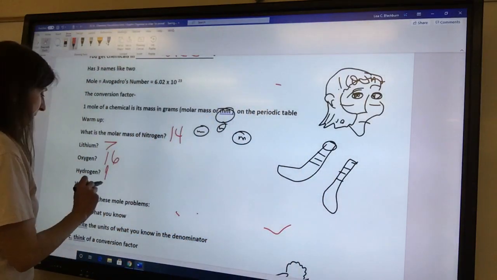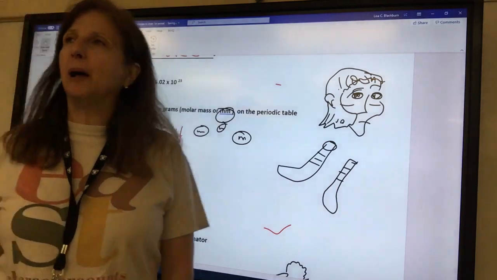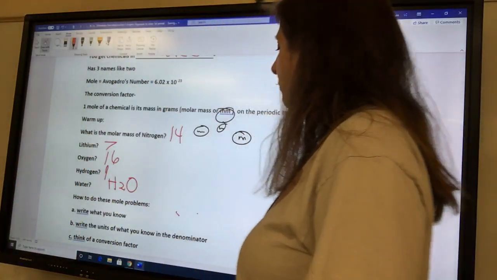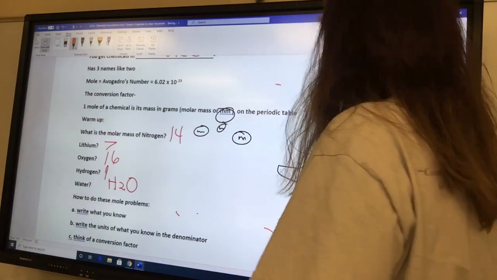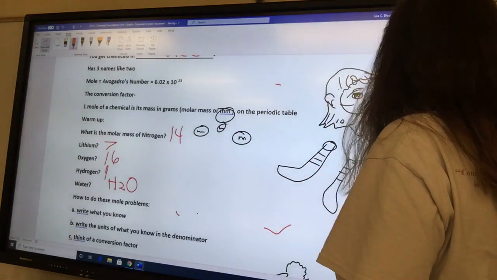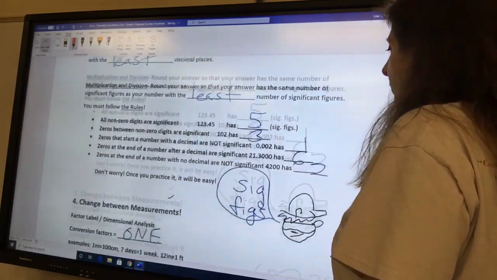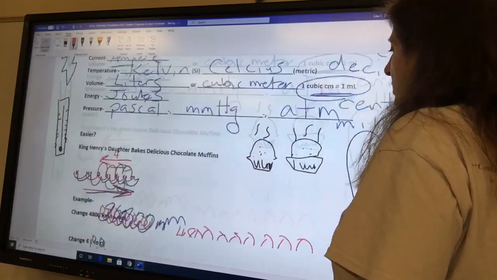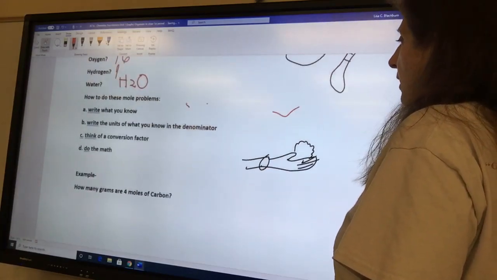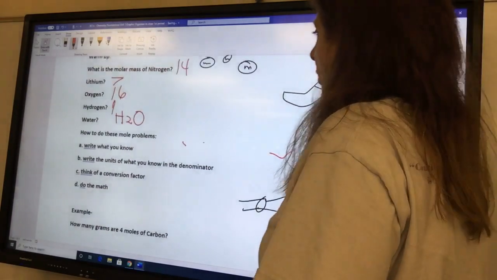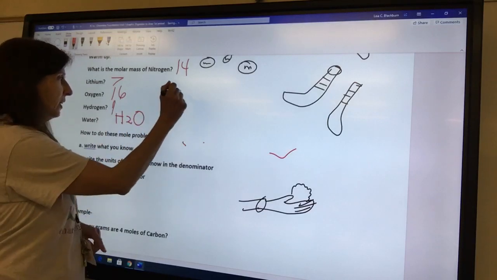H2O. So if you have something like water, then you have to look them up and add them up. So how do you do these problems? You write what you know. You write the units of what you know in the denominator. You think of a conversion factor. Let me show you what I mean. But we're going to start with water first, okay? So I'm going to do it like this.